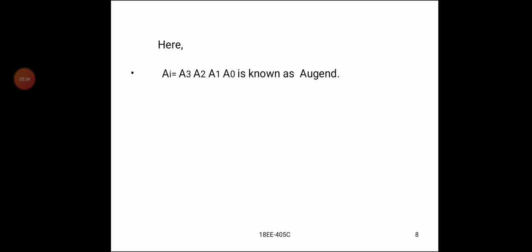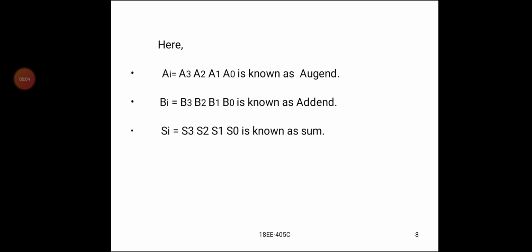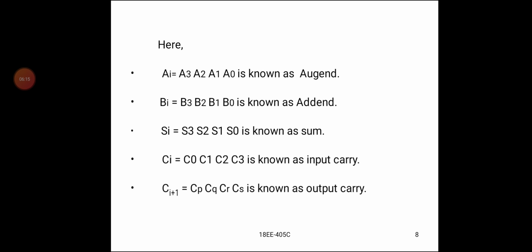Here, A equivalent to A3, A2, A1, A0 is known as augend. B equivalent to B3, B2, B1, B0 is the addend. Si equivalent to S3, S2, S1, S0 is known as sum. Ci equivalent to C0, C1, C2, C3 is known as input carry bits. C(i+1), that is C1, C2, C3, C4, is known as output carry.